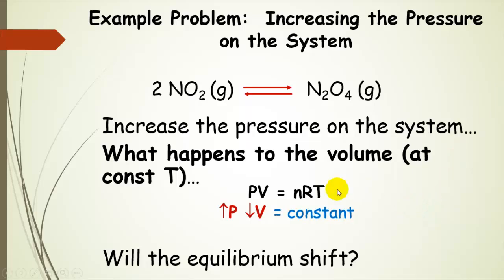Remember the ideal gas law, PV equals nRT. If we hold the temperature constant, the moles of gas and the gas constant are constants, so we have P times V equal to a constant. Now if we increase the pressure, so we make this number bigger, then what has to happen to this number? When we increase the pressure, the volume has to go down. So what we want to think about is, does the equilibrium shift? And if it does, which way does it shift?